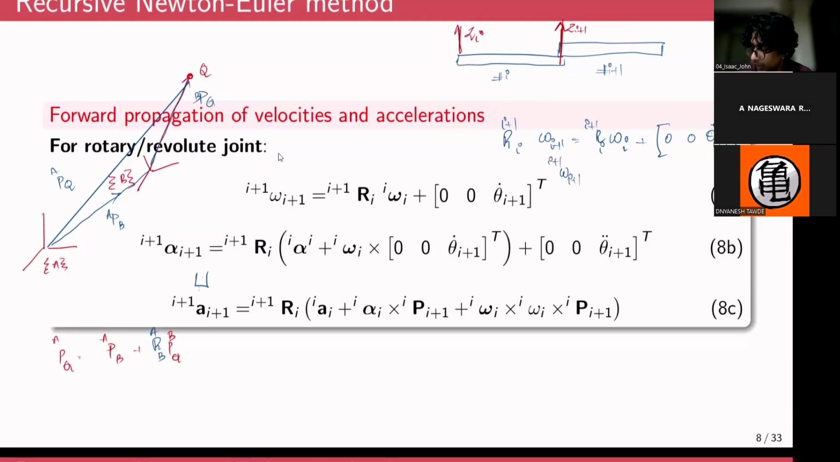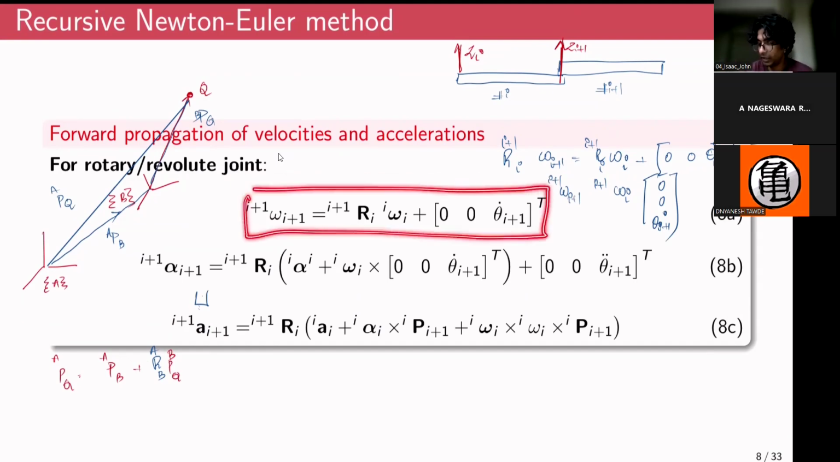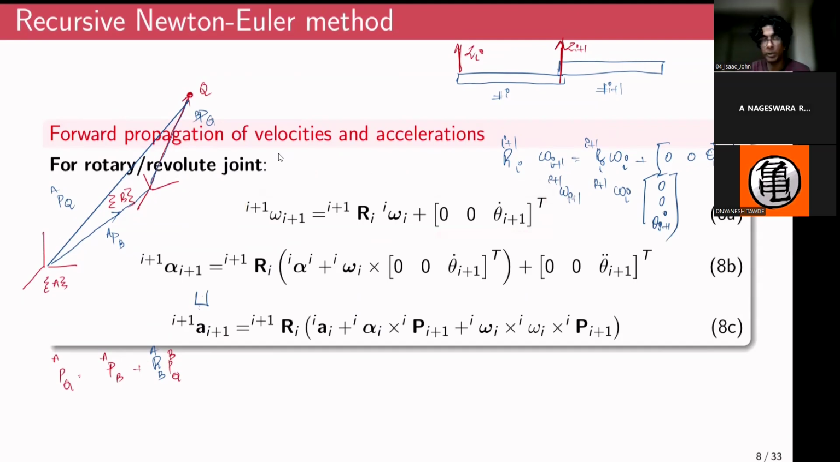And the right-hand side would be omega i represented with respect to i plus 1. But this vector, since it's already expressed in i plus 1, the pre-multiplication of the rotation matrix will have no effect on it. So it will be again 0, 0, theta i plus 1 dot. So this is how we obtain this equation, right? The propagation of angular velocities from the ith link to the i plus 1 link. This is how the angular velocities propagate.